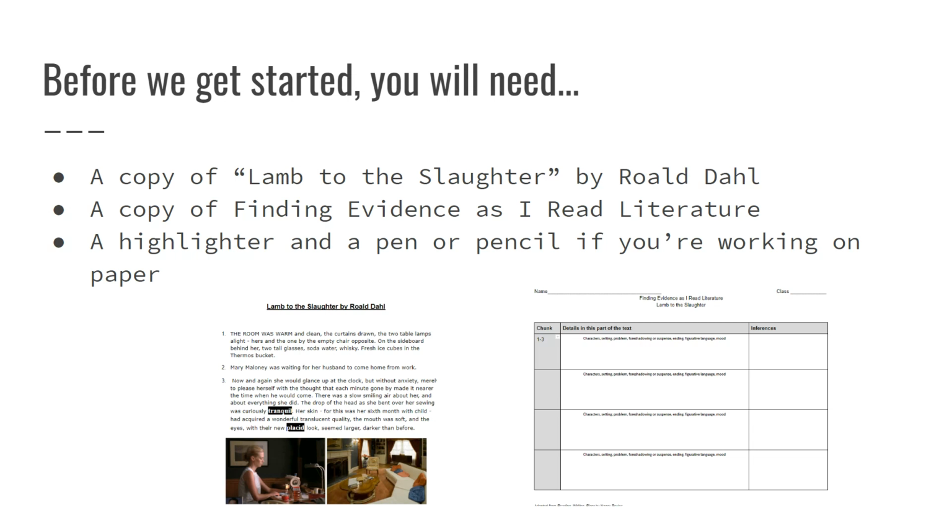Before we get started, you're going to need your copy of Lamb to the Slaughter by Roald Dahl, and that is going to be in the Google Classroom. Either a printed copy or a digital copy is fine. You're also going to need a copy of Finding Evidence as I Read Literature. Again, if you have a printed out copy, that works, and if you don't, you can take notes in Google Classroom, so that's fine. If you are working on paper, you will need a highlighter and a pen or pencil.